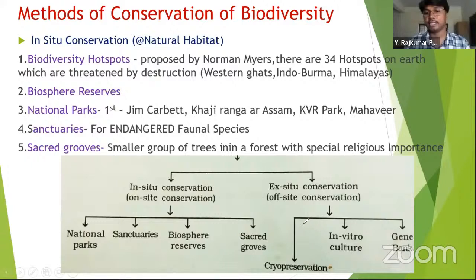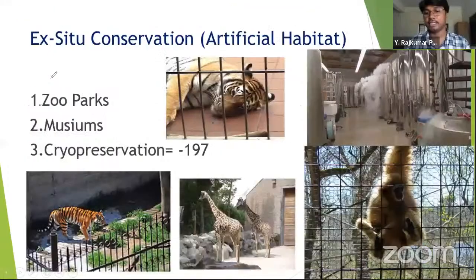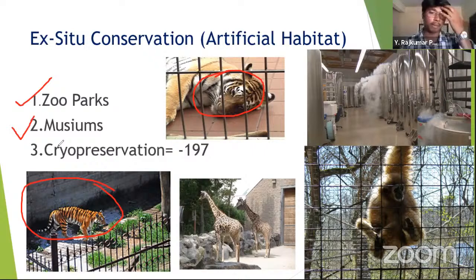Let's see the ex situ conservations. First is the zoo parks, because the zoo park is not the natural habitat of animals. We artificially create an environment and we keep an animal. We bring the animals from the forest and keep them in the zoo. You must think about how good zoo parks are and how far they respect the feelings of an animal. So there is no understanding of animals in the zoo parks. But zoo parks are also important because we have to protect the animals when the habitat is completely destroyed.